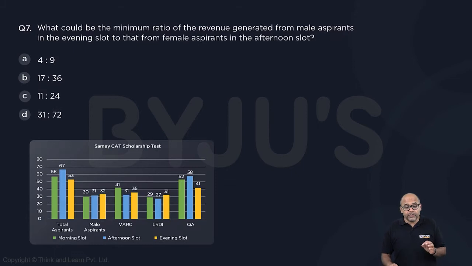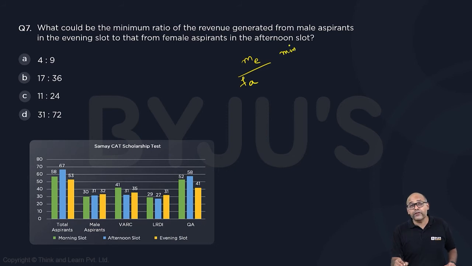What could be the minimum ratio of the revenue generated from male aspirants in the evening to the female aspirants in the afternoon? So this should be minimum. If this is minimum, then minimize the numerator, maximize the denominator. So you want the revenue from male to be minimized in the evening. So you want maximum males to get all 3 sectional cutoffs in the evening.